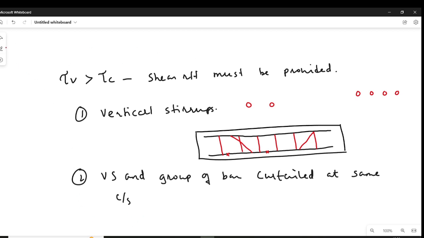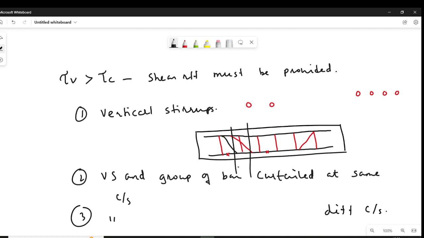Third way of providing shear reinforcement is same vertical stirrups, with group of bars curtailed at different cross sections. Some bars you have curtailed at this cross section, some bars you have curtailed at this cross section. So basically you are curtailing the bars at different cross sections. Whichever bars are curtailed, they will also resist the shear. That is the point.